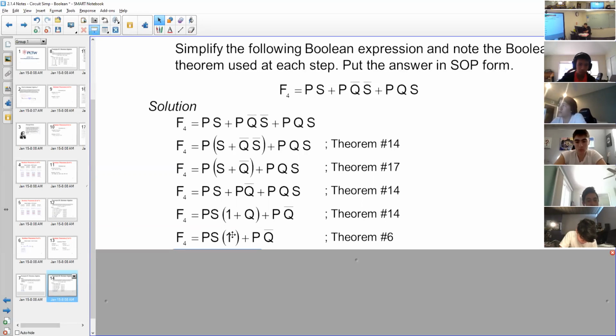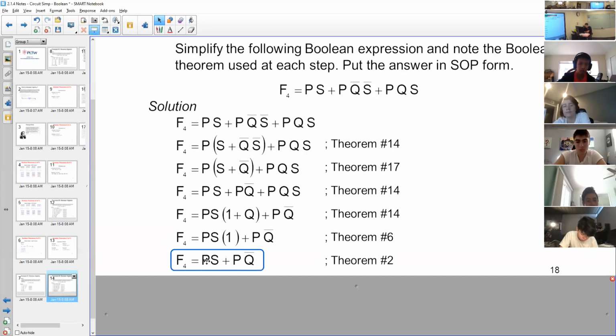And then now we've got 1 times this. What theorem tells us when we're multiplying 1 times anything? 2. Theorem 2. And now we've got PS plus P not Q, and nothing can simplify. We could factor out a P, but it would leave S plus not Q. So there's no pattern there to simplify it any further. So instead of needing 5 gates as shown up here, now we just need 3. And before we needed 5 gates and 2 of them had to be triple inputs. Now we only need 3 gates and they're all dual.